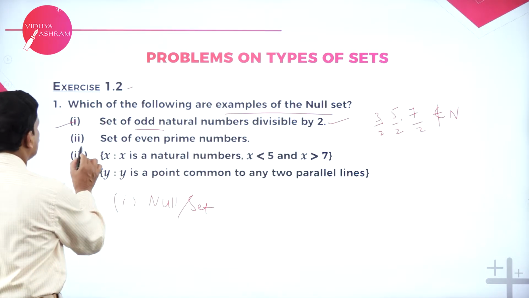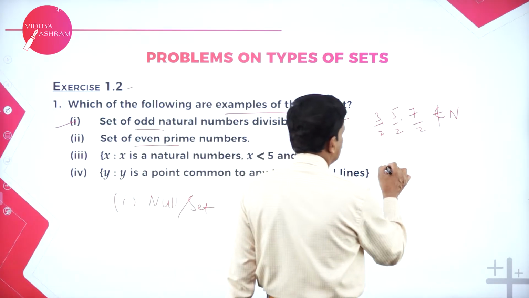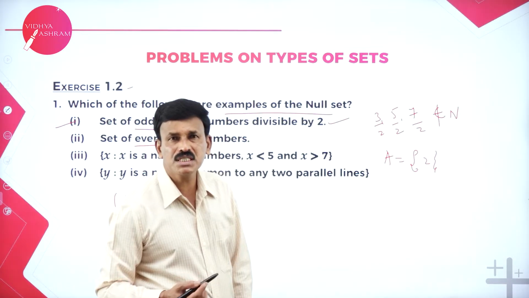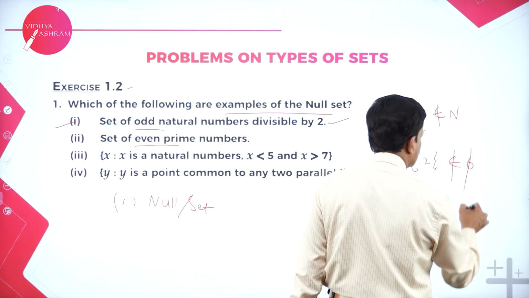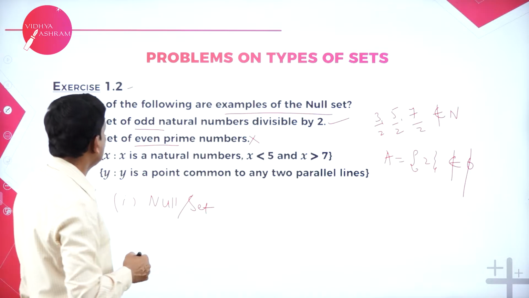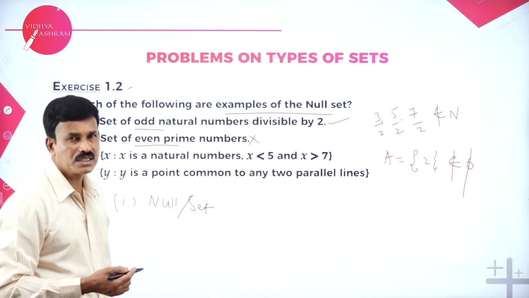What is the second example? Set of even prime numbers. So here, 2 is an even prime number. So this is not a null set. This does not belong to a null set. Since 2 is an even prime number, it is not a null set.